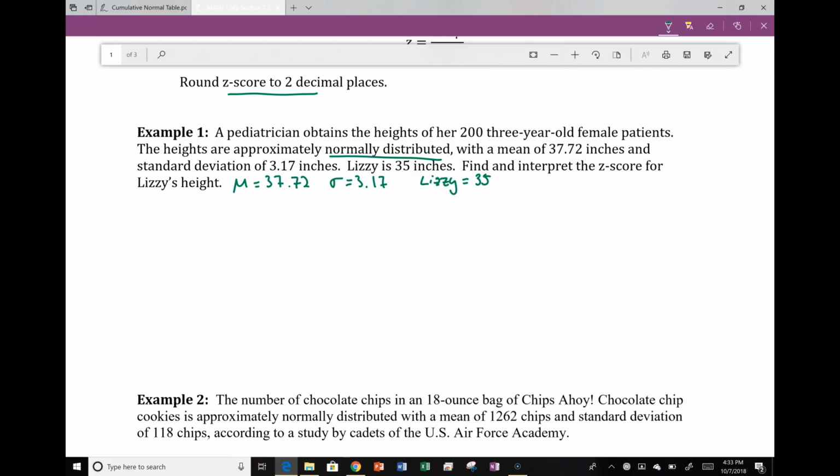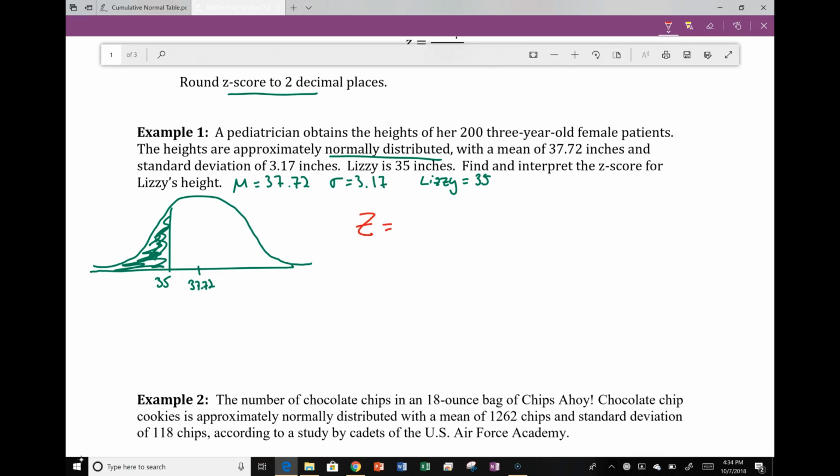Well, if we look at this, since we know that they're normally distributed, I'm going to draw the normal curve over here. And here's the mean of 37.72. Well, Lizzie is at 35. So Lizzie's over here. And we want the probability of her height. So we want this value right here. Well, looking at this, notice 35 is less than 37.72. So when we calculate the actual z-score, we should end up with a negative.